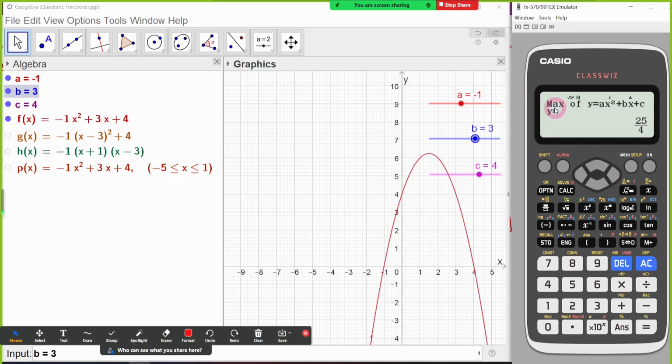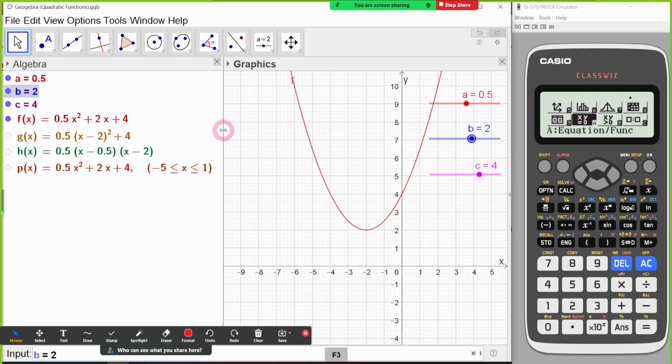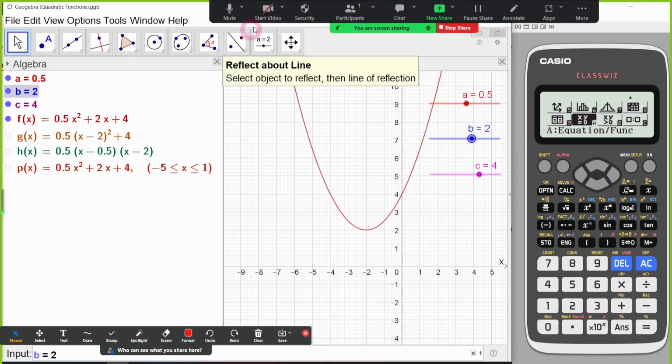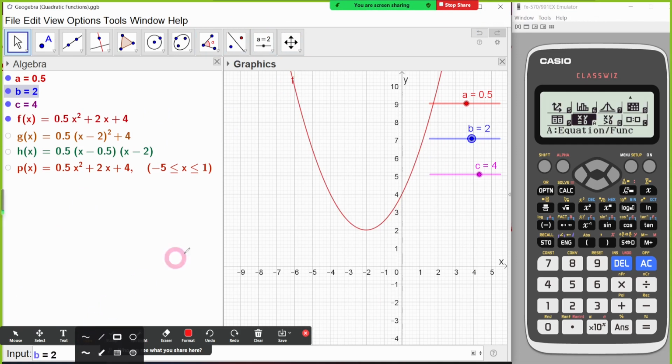Okay, so your calculator is not only able to give you the x-intercepts, it's also able to give you the x-coordinate and y-coordinate of the vertex. Now let's look at this type of graph. You will notice that the graph does not cut the x-axis, right?